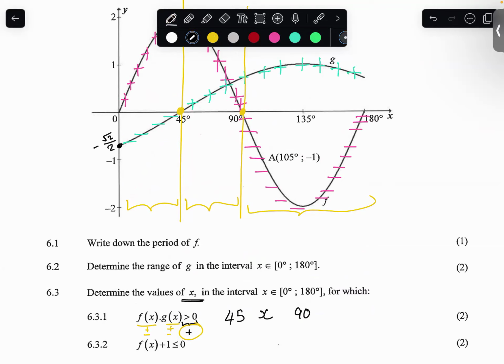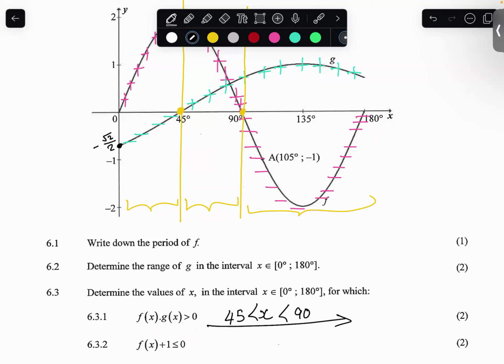The question says for which values of x, right? No equal to, because the question didn't have an equal to, which it didn't. The inequality here doesn't have an equal to, so you won't put an equal to in the solution. And that's that question, right?